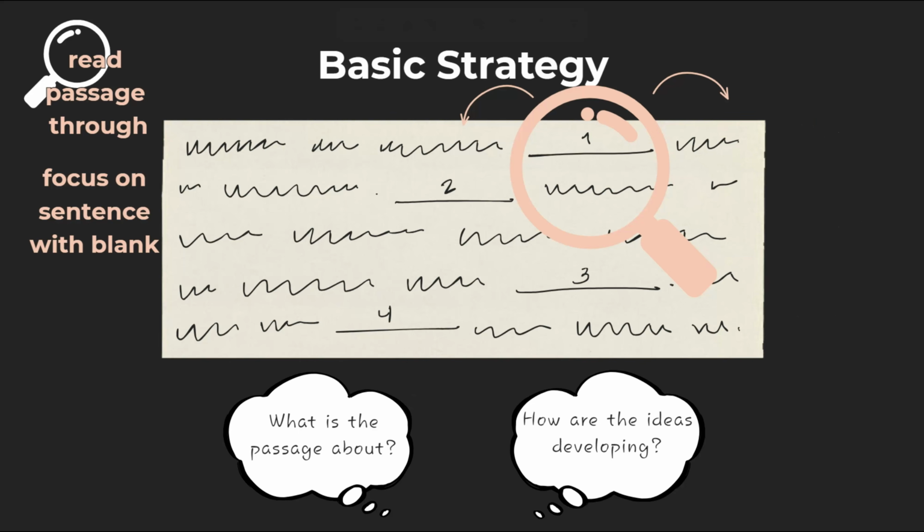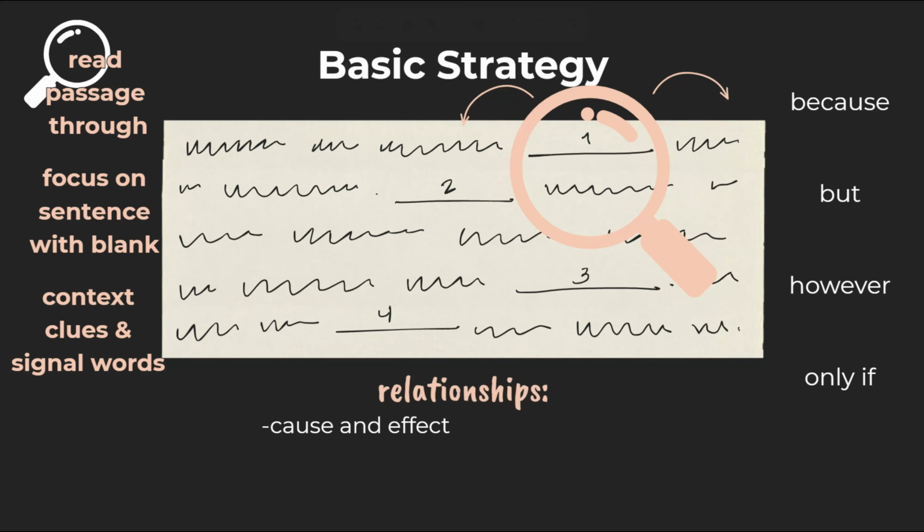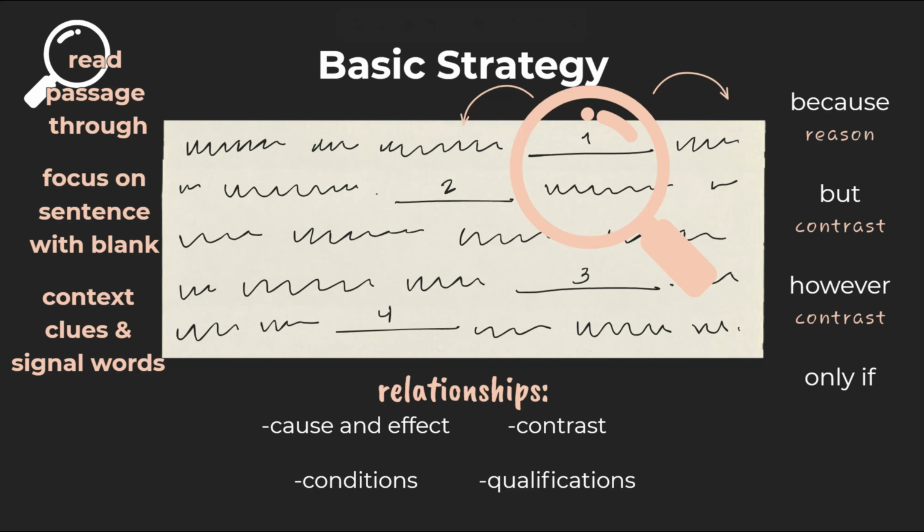As you read, look for context clues and signal words. Words like because, but, however, and only if show how ideas are connected. These words can signal relationships like cause and effect, contrast, conditions, or qualifications. For example, because is a cause and effect signal word. It gives a reason. But or however show contrast, and only if introduces a condition.